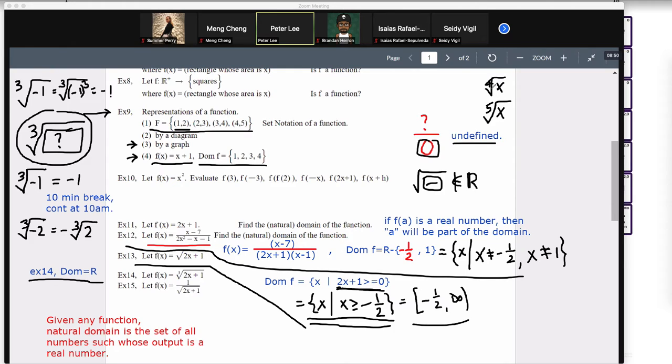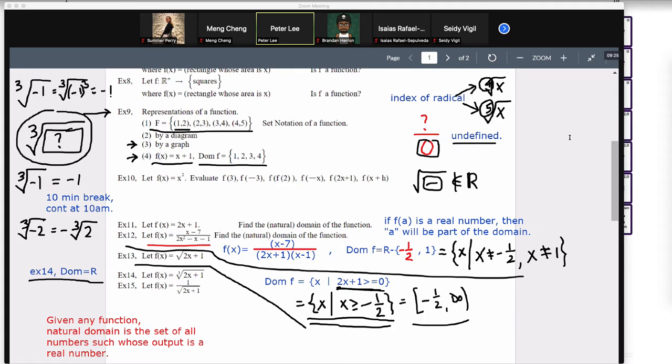All of these have a number right here, and we have a name for that. We call that the index of the radical. If the index of the radical is even, then it's like a square root. If the index of the radical is an odd number, then it's like a cube root.